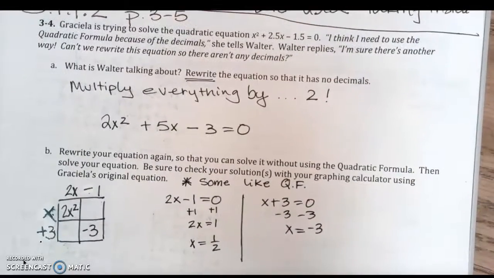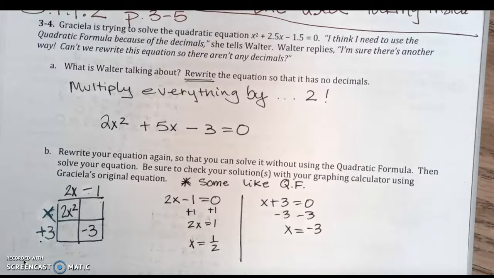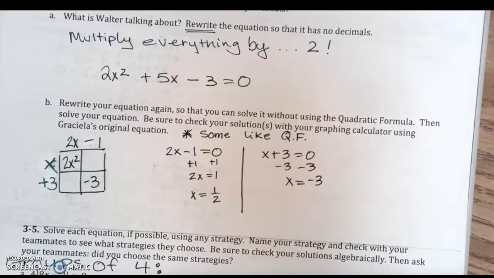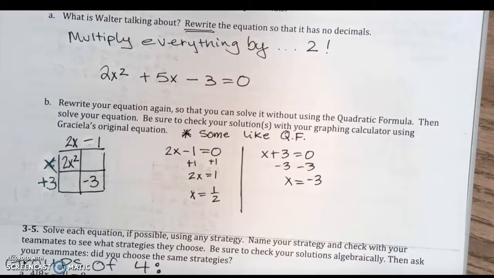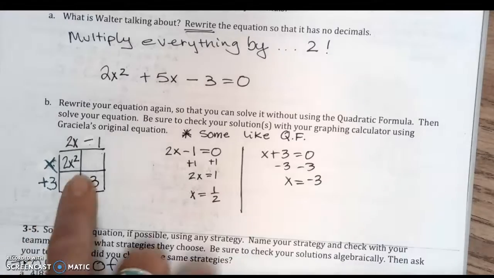All right, for part B, it says rewrite your equation again so that you can solve it without using the quadratic formula. Then solve your equation. Be sure to check your solutions with your graphing calculator using Graciela's original equation. Okay? If you like the quadratic formula, great. Use the quadratic formula. But this one is sort of a lot more easily factorable and can be done faster than using the quadratic formula. So I used the box method on this one.